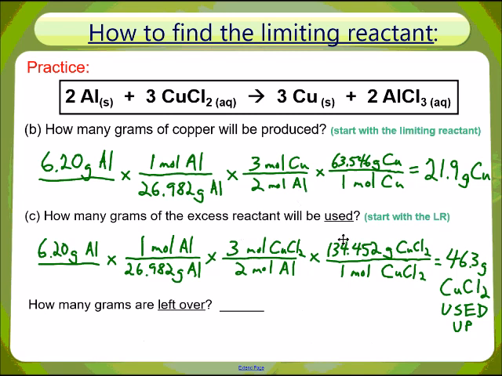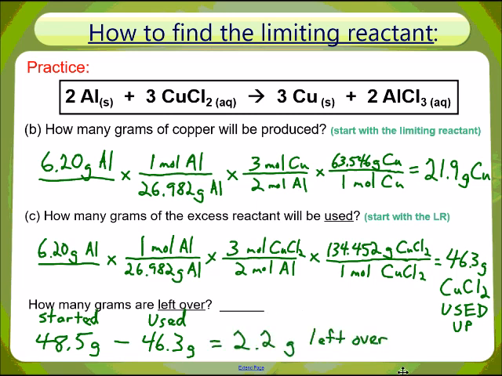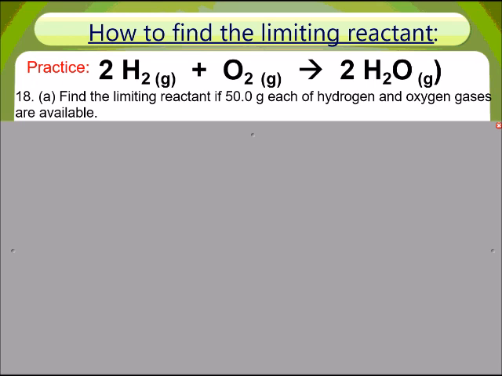Now, if they ask you how many grams of copper chloride would be left over, this isn't as difficult as it sounds. We started with 48.5 grams of copper chloride. We used 46.3. So that means we have 2.2 grams left over. So 2.2 grams of copper chloride would be left over. Okay, so take a minute and try to do problem 18 on your own.